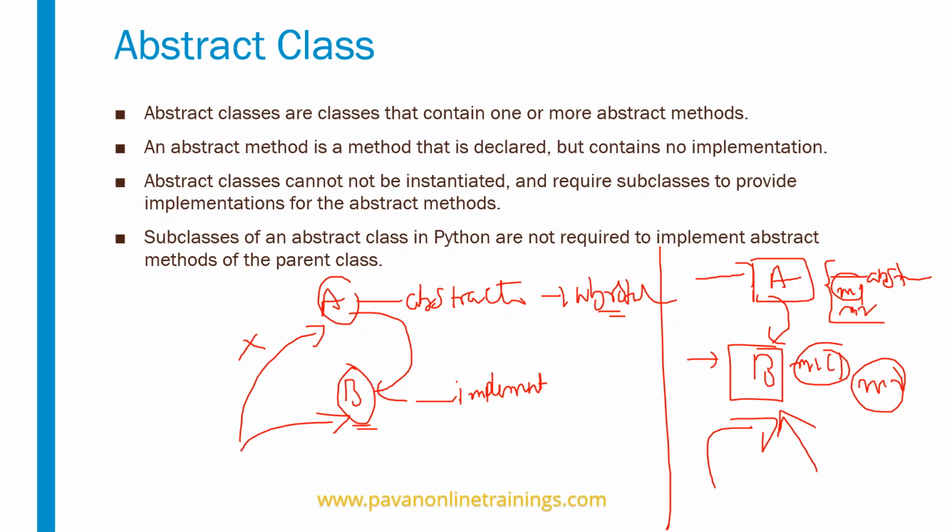Suppose you want to create an object. Then we have to create one more class, C, extended from B, and in the C class we can implement the M2 method. B has already implemented M1, and in C I am going to implement M2, so both are implemented. Now I can create an object for C class. So this is the concept we have. Now I'll show you practically how we can implement this.